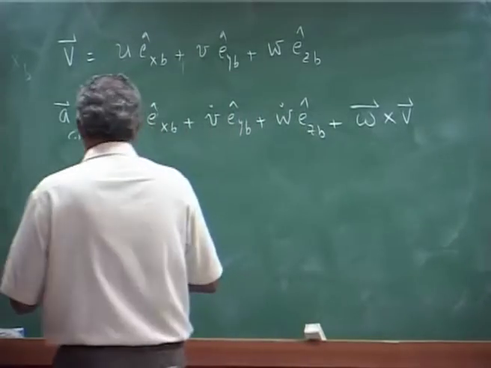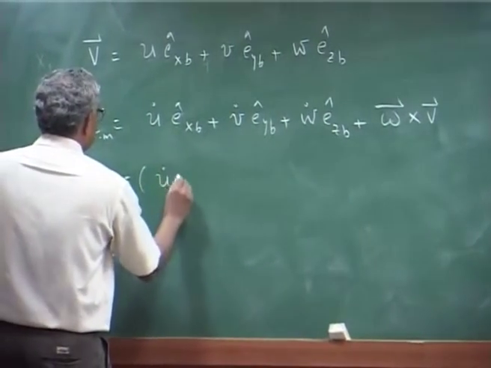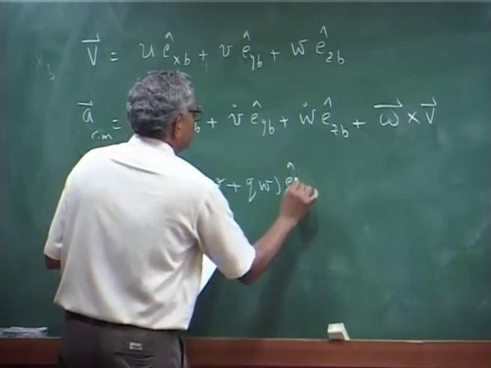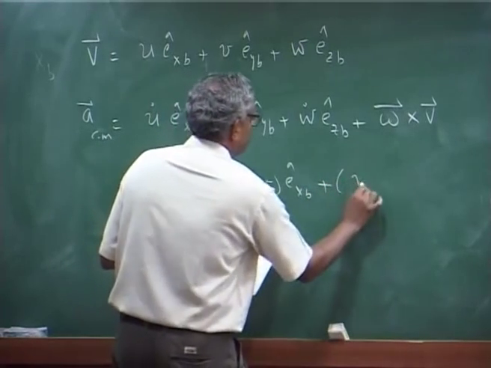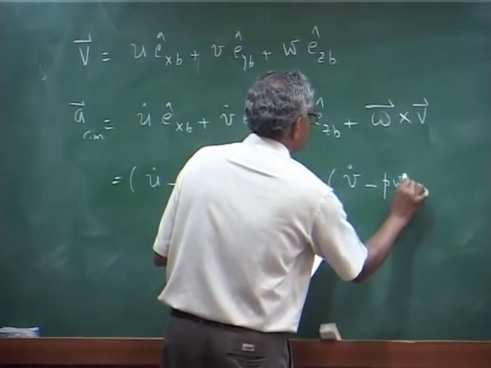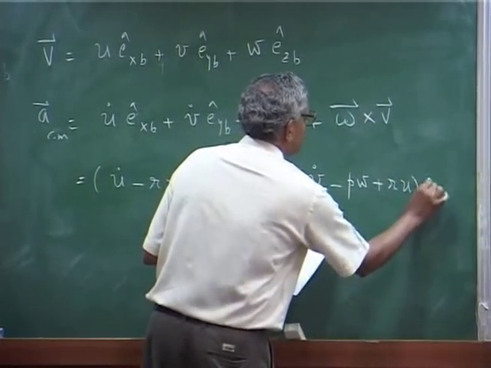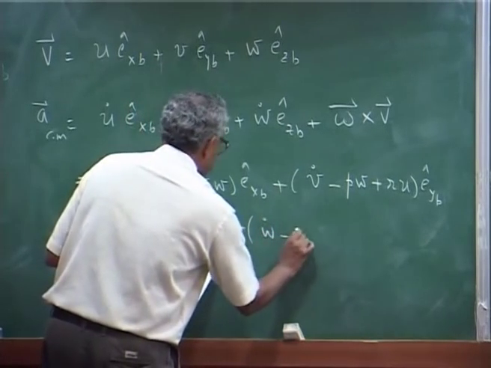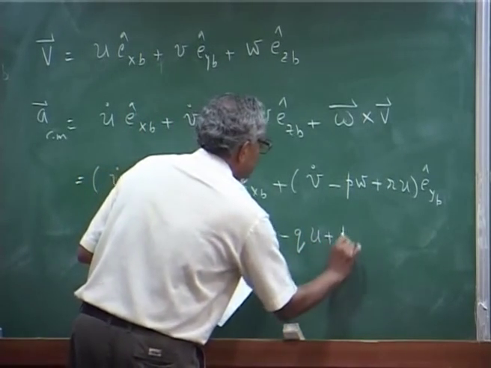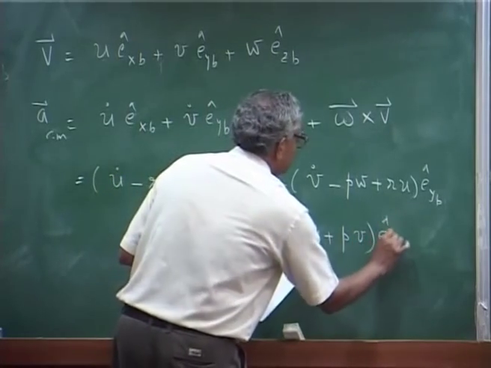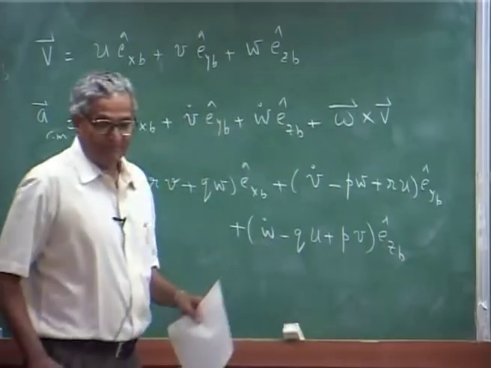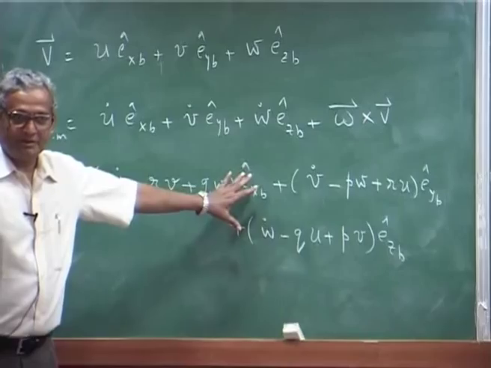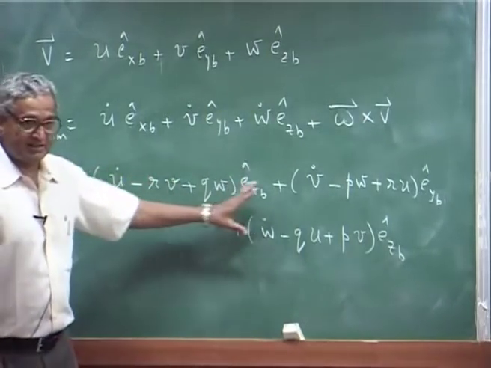I will write it here: this is u dot minus r v plus q w e x b, plus v dot minus p w plus r u e y b, plus w dot minus q u plus p v e z b. Okay. So, I have my acceleration. The only thing is I now have to apply Newton's law. This is the absolute acceleration of the mass.